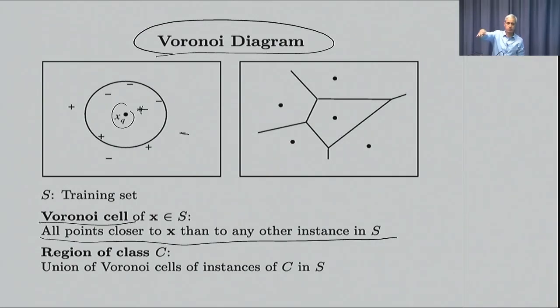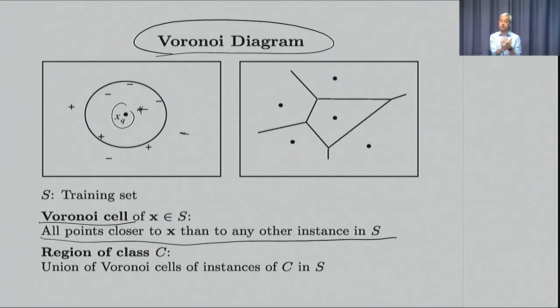If this room was the instance space, and each one of us was an example, I would win everything around the lectern. You would win, for example, this region here, and halfway down the aisle, and then she would start to win. So you would actually have a bigger Voronoi cell than him, luck of the draw. So this is the notion of Voronoi cell.